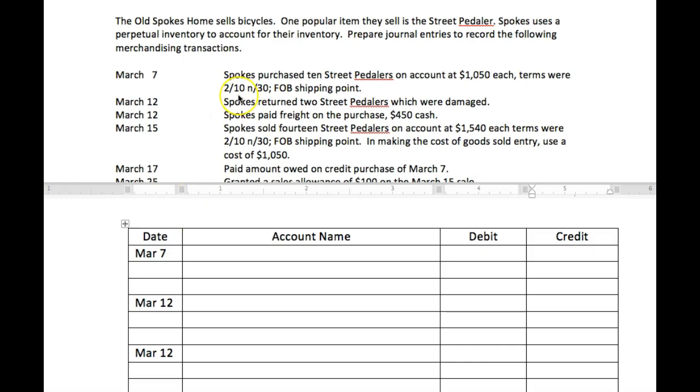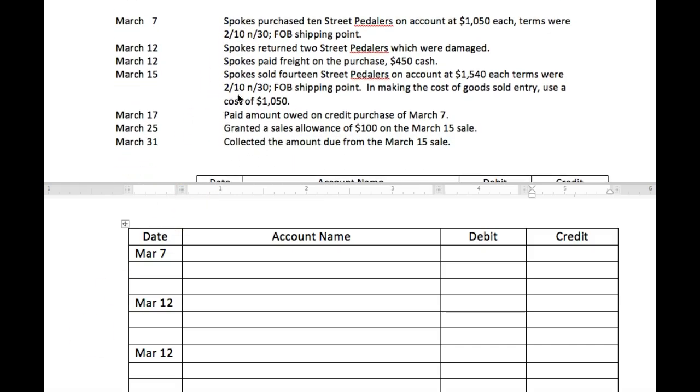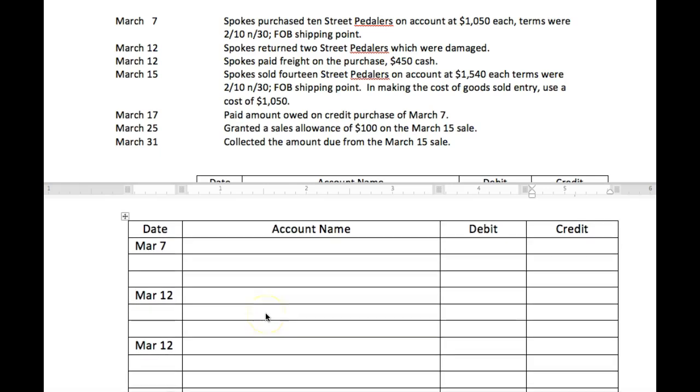So as we go through each of these, we're going to analyze each transaction and determine how we would record it in the general journal. Keep in mind, every time you record in the general journal, you must also post to the ledger. We're leaving out that step for this problem. March 7th, Spokes purchased 10 Street Peddlers on account at $1,050 each, terms 2/10, n/30, FOB shipping point.